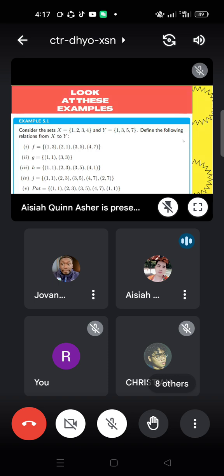For g, it has 2 ordered pairs: (1, 1) and (3, 3). For h, it has 4 ordered pairs: (1, 1), (2, 3), (3, 5), and (4, 1). For j, it has 5 ordered pairs: (1, 1), (2, 3), (3, 5), (4, 7), and (2, 7). And for the last one, it has 5 ordered pairs: (1, 1), (2, 3), (3, 5), (4, 5), and (1, 1). These are examples of relations. We are going to determine if each is a function.